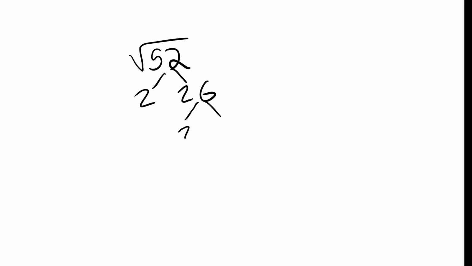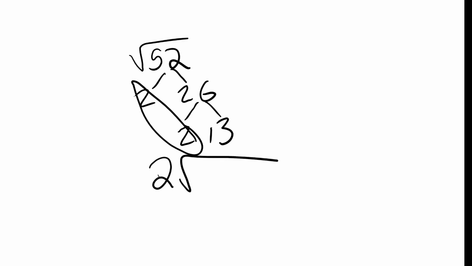Let's do root 52. Alright, what goes into 52? 2 and 26 go in. What goes into 26? 2 and 13. So that means I do have a pair of 2's here. Nothing goes into 13 except 1 and 13. So that's as far as I can go there. I get to take out this pair. So a 2 goes to my outside, and I have a 13 left over inside.